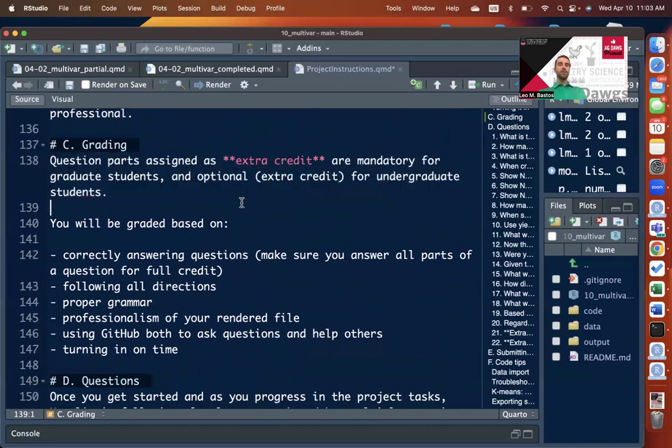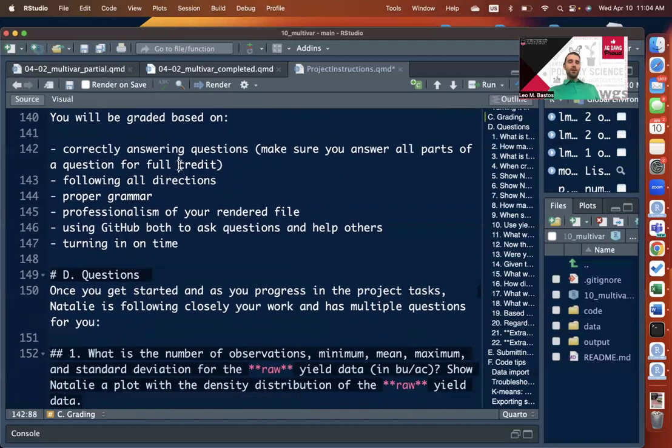Grading. There are some questions that are extra credits. If they are extra credit, it means that for undergrads, I think, Doug, you're the only undergrad in the class this semester, it means that if you don't want to do them, you don't have to. But if you do them, you're going to get extra credits. However, for graduate students, you are required to do that. They're not extra credit for graduate students, just for undergrads.